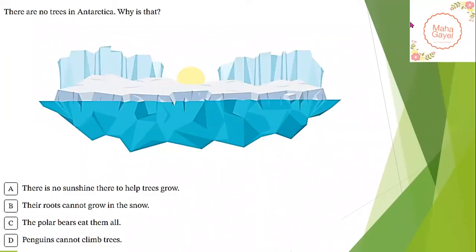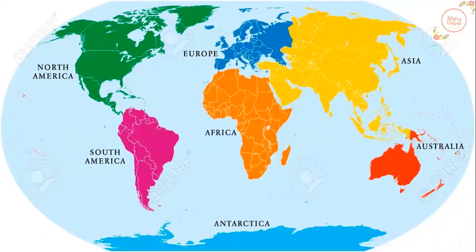The third question. There are no trees in Antarctica. Why is that? Before we answer, we need to know where Antarctica is. This is a map of the whole Earth. And where is Antarctica? Yes, exactly. So Antarctica is in the north. Antarctica is in the north and it is also a polar habitat.